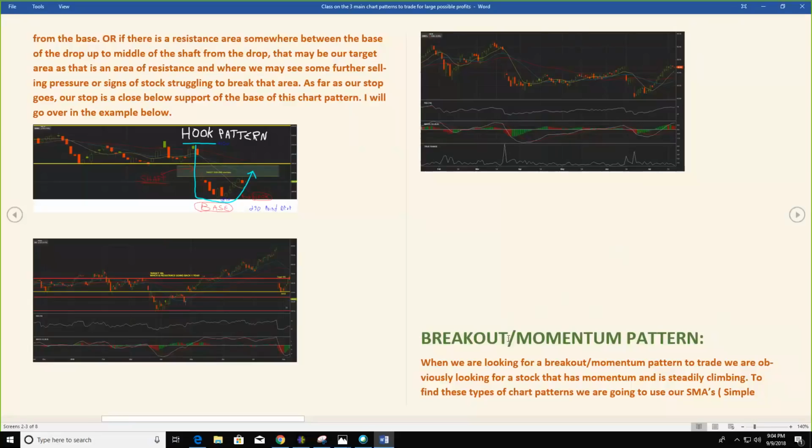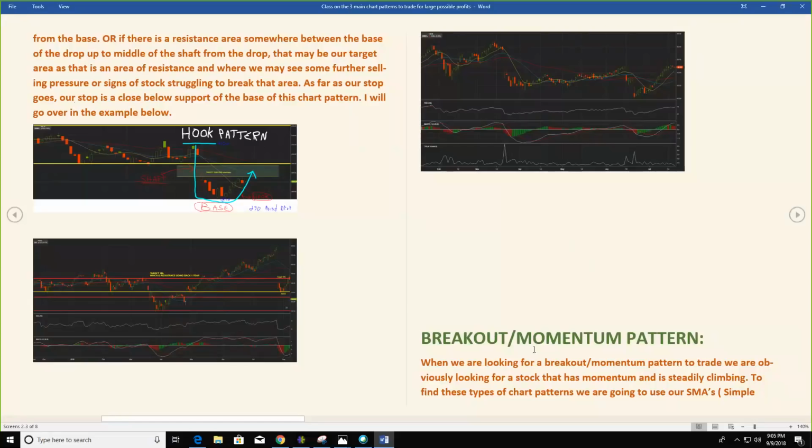The market has changed since around February or March of this year, so now we're looking for more of the hook patterns and channel range-bound trades. But the breakout momentum patterns are the patterns that you really want to trade in a strong bull market. Obviously, you're going to get more of the hook patterns in a flatter market or a bearish market, and so you go from there. So, breakout momentum patterns.